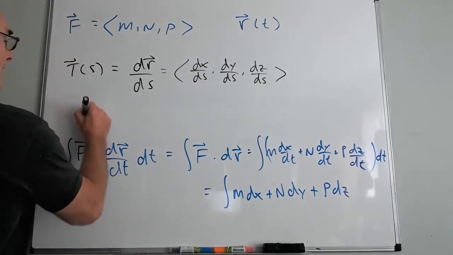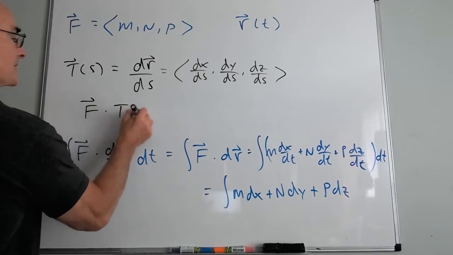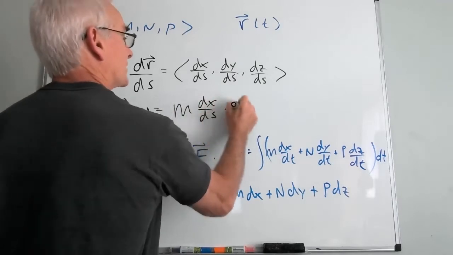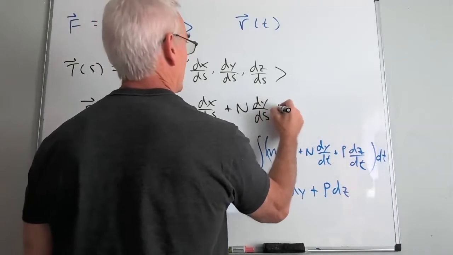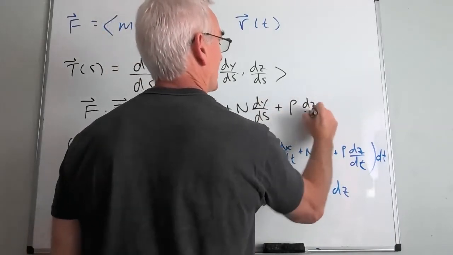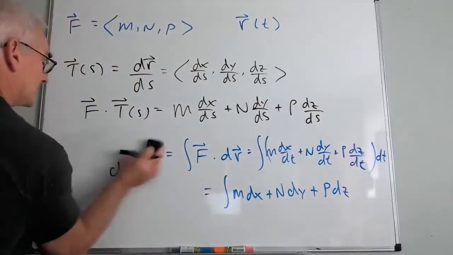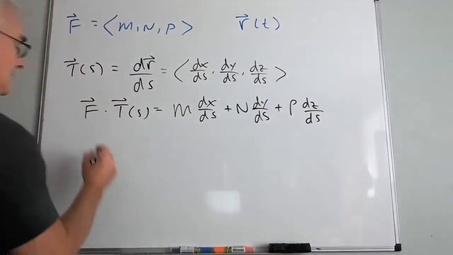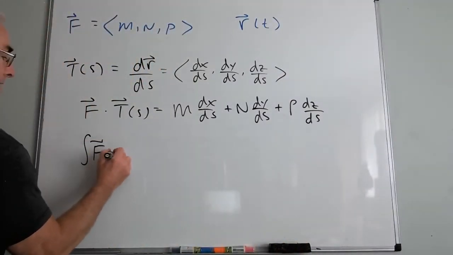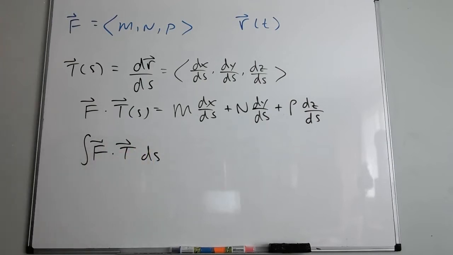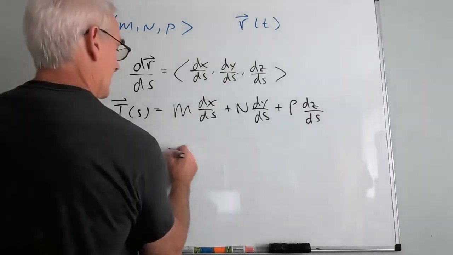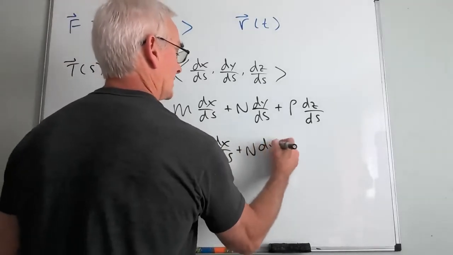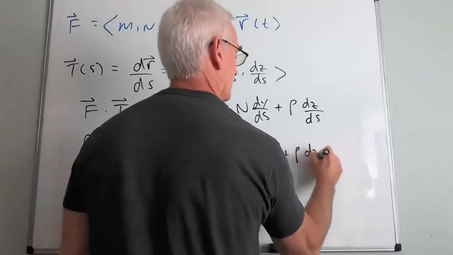Now what if I do F dotted with T of s? Well, then that gives us M dx/ds. This is going to look very familiar, but it's actually not the same thing, because the derivative with respect to s is not the same as the derivative with respect to time. So when I integrate, I'm going to integrate with respect to s. We write it this way, F dot T ds. That would be M dx/ds plus N dy/ds plus P dz/ds.